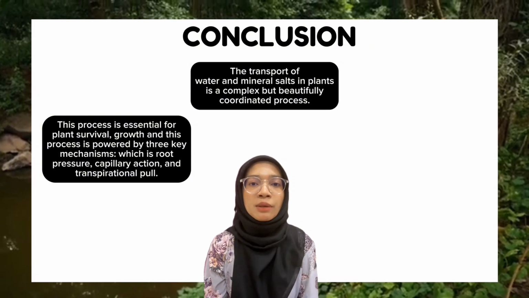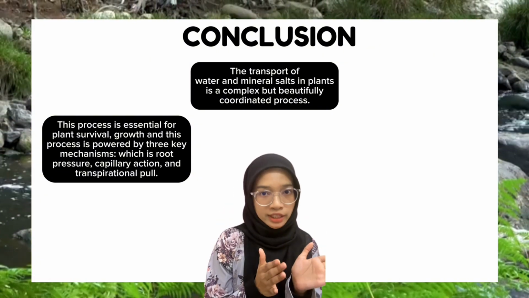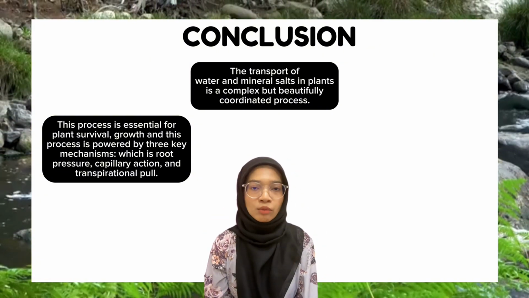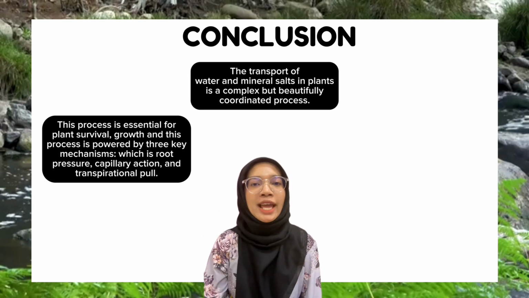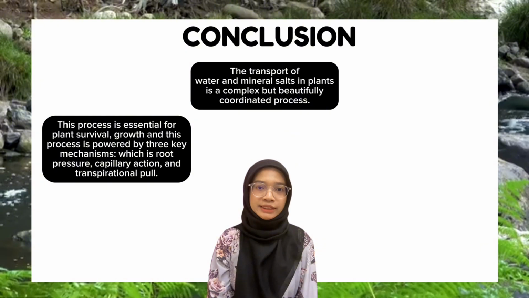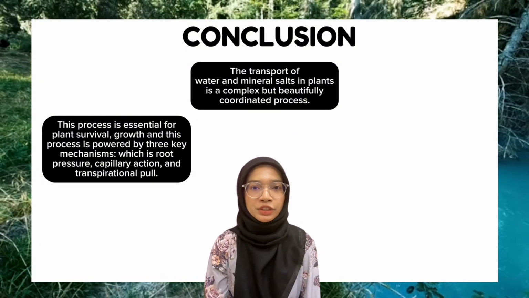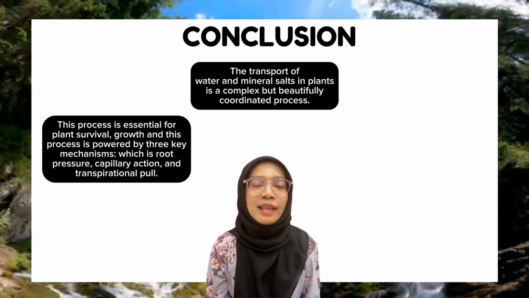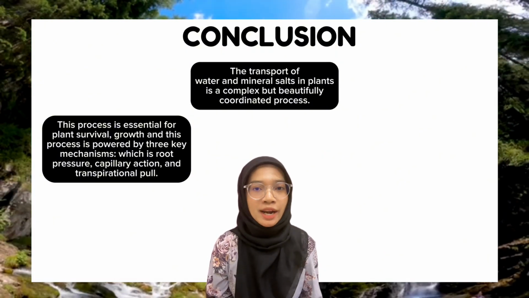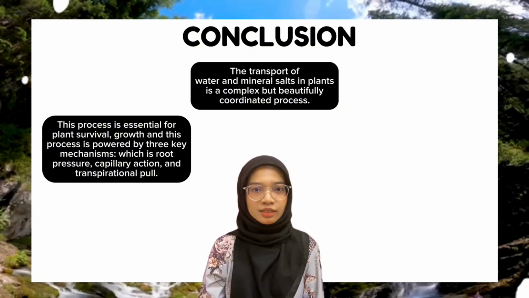The root pressure pushes the water from the soil into the root through osmosis, while capillary action moves water up the stem through adhesive and cohesive forces. And lastly, transpirational pull draws water up to the leaf through evaporation from the stomata. These mechanisms work together seamlessly to ensure that water and mineral salts reach every part of the plant.